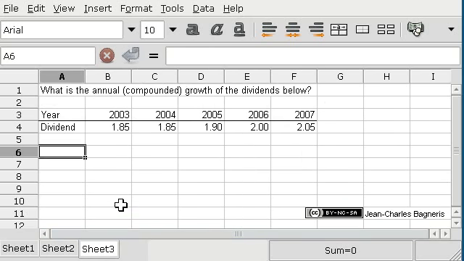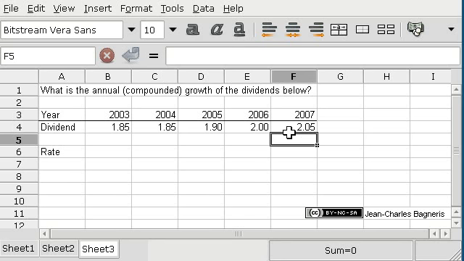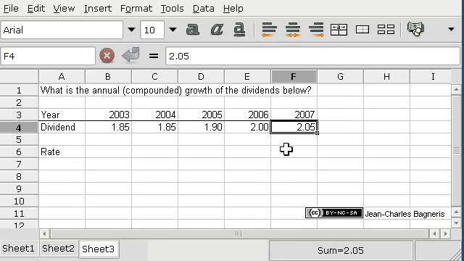So here we have a dividend time series from 2003 to 2007, and the question is, what is the annual compounded growth rate of the dividends below? So we are looking for the rate here. Of course, the question is about the average growth rate on the whole series. That's the reason why we will deal with only two dividend values, the dividend for 2007 and the dividend in 2003.